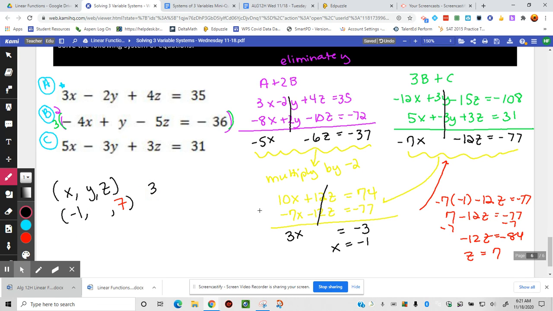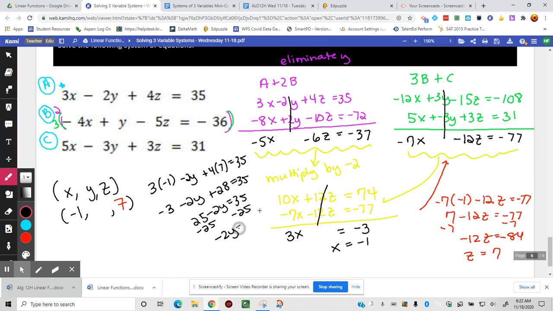I know what x is. So 3 times negative 1 minus 2y plus 4 times 7 equals 35, or negative 3 minus 2y plus 28 equals 35, or 25 minus 2y equals 35, or y equals negative 5. Awesome. So here's my answer.